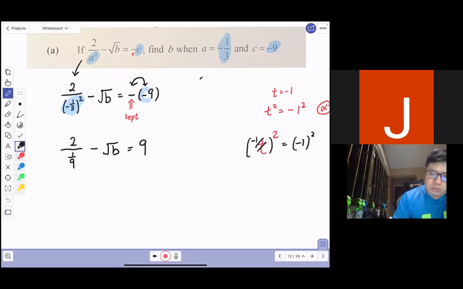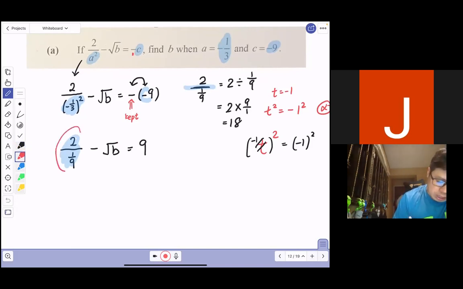Now 2 divided by 1 over 9, I'm just going to address this here. You can see this division as a division operator. This is like 2 divided by 1 over 9, which is the same as 2 times 9 over 1, which is equal to 18. Otherwise, if you use the calculator, you will also get the number 18. Minus square root b equals 9.